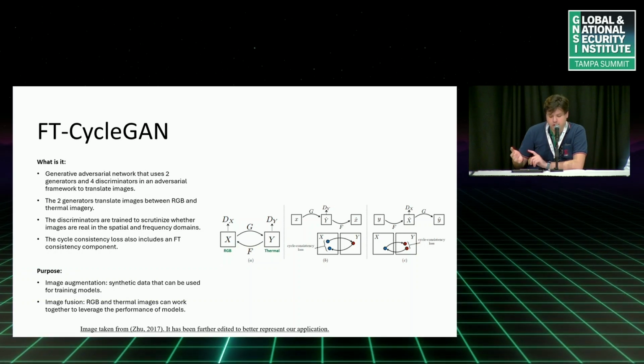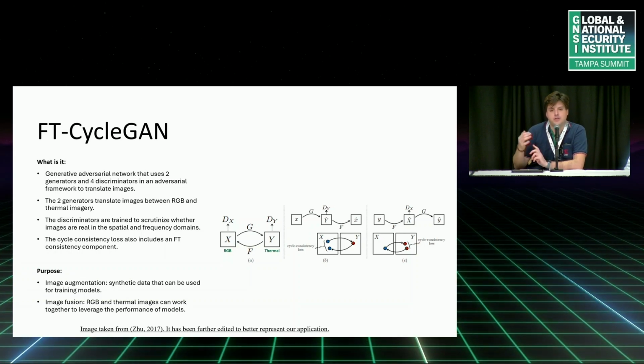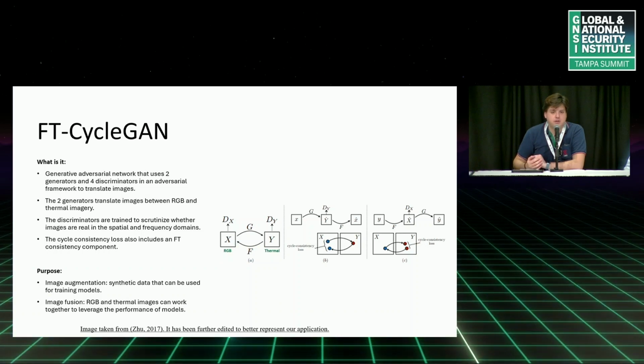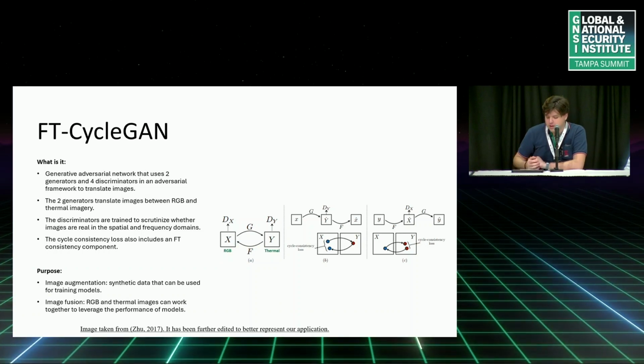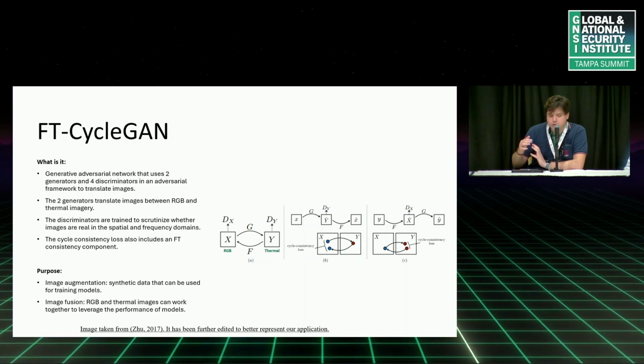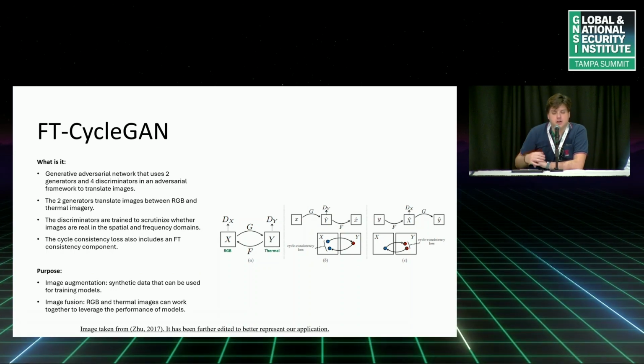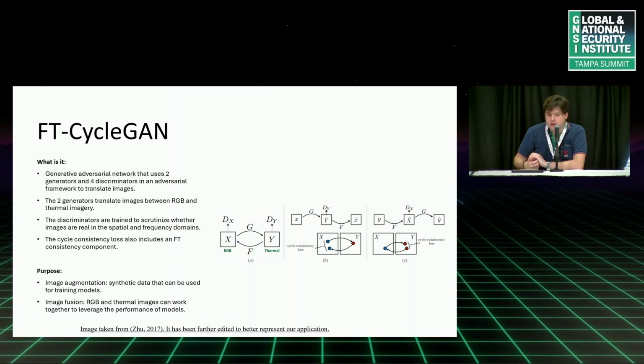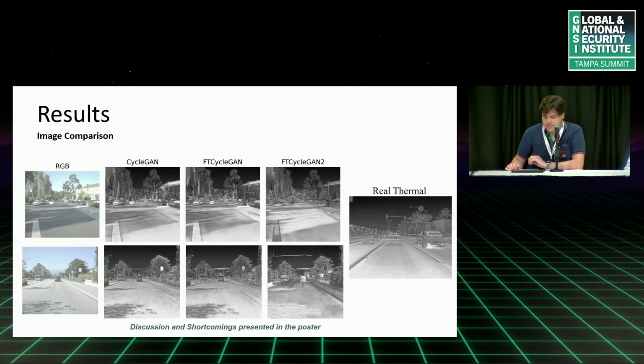We use that for image augmentation, which is increasing the data information in the training sets. We can also use that for fusion techniques, because in our case we're using RGB and thermal images. Both together can leverage the performance of models such as object detection models. If you go to the next slide.